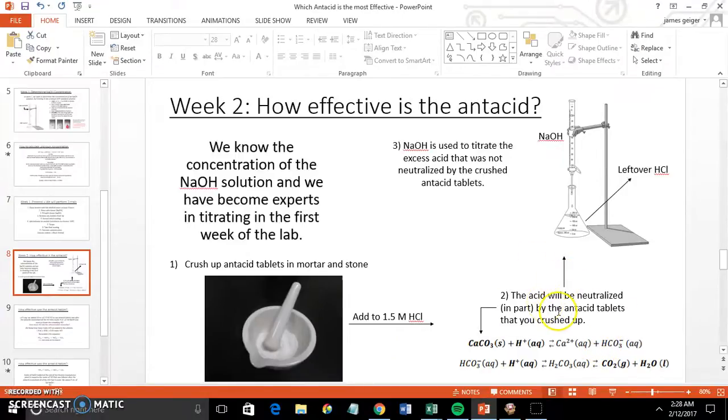So what you're going to do, you're going to bring that up here, and you're going to titrate it with the NaOH. You're going to titrate the excess acid that the antacid tablets couldn't neutralize, right? So whatever's in here that's being titrated is stuff that's left over after the antacid has done its job.